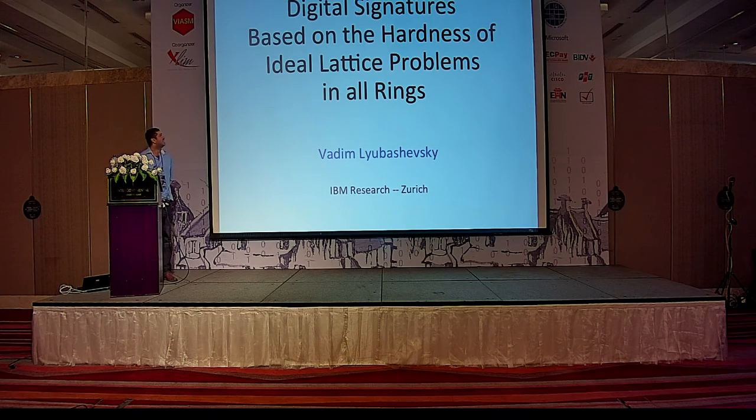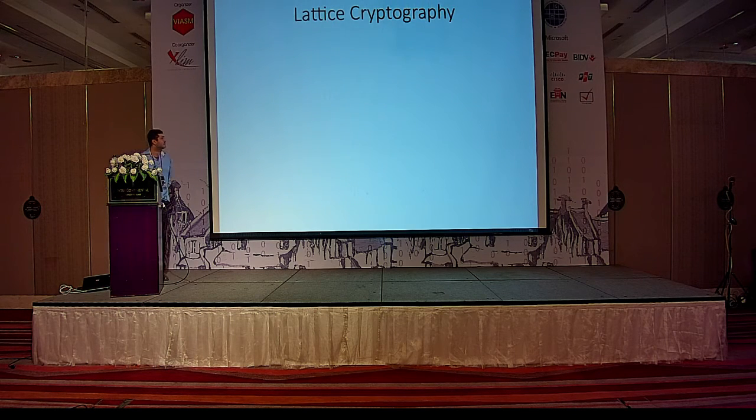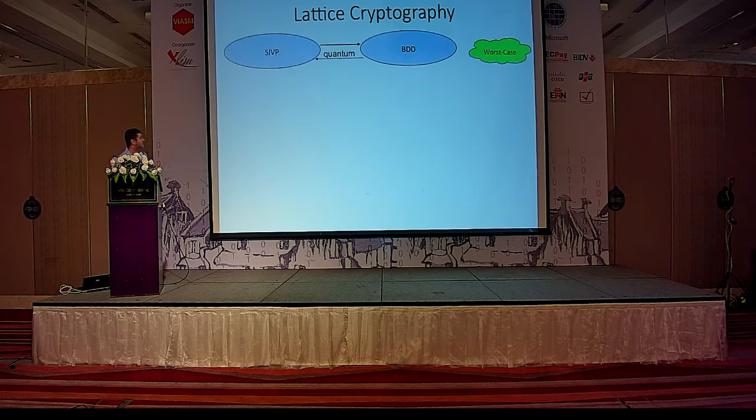So thank you. All right, so I'll talk about digital signatures from lattices, and sort of based on all rings. I'll explain that later as it comes along. Okay, so just a brief overview of lattice cryptography and why we use it, how it got started. There are these two main problems in the worst case: the shortest independent vectors problem, where you find a bunch of short vectors in the lattice, and the bounded distance decoding problem.